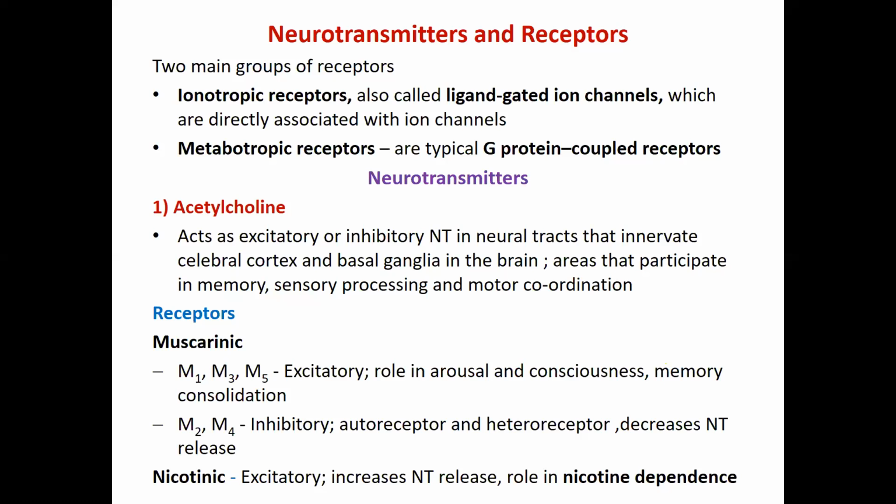At this point, I want to ask a question. I hope you can all hear me. I would like somebody to take me through the difference between ionotropic and metabotropic receptors.